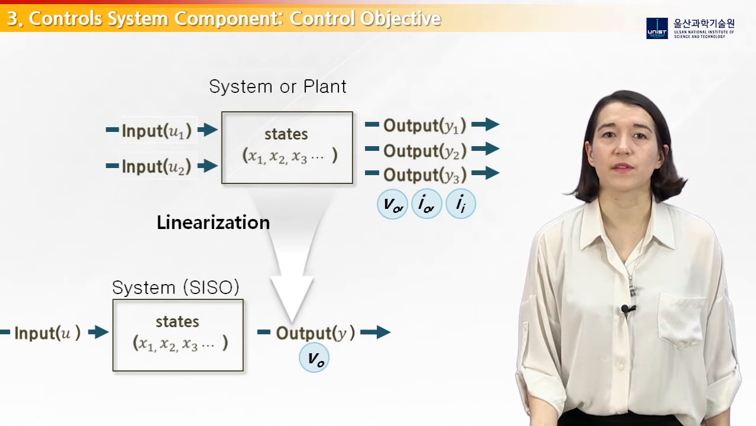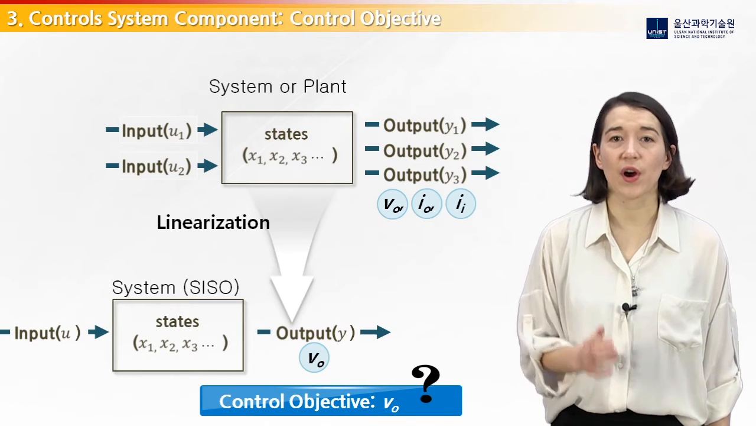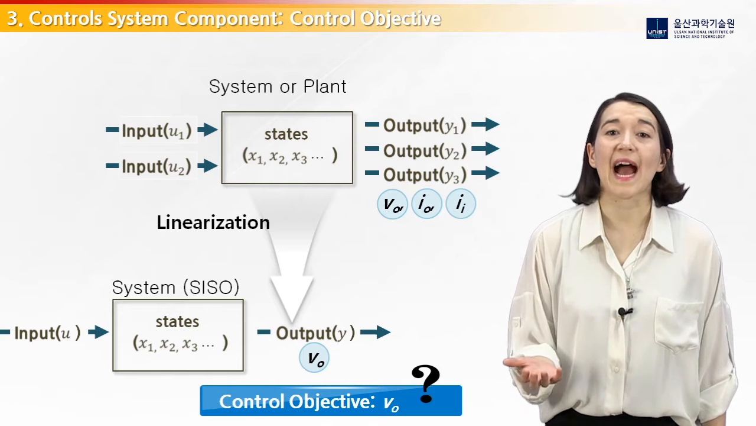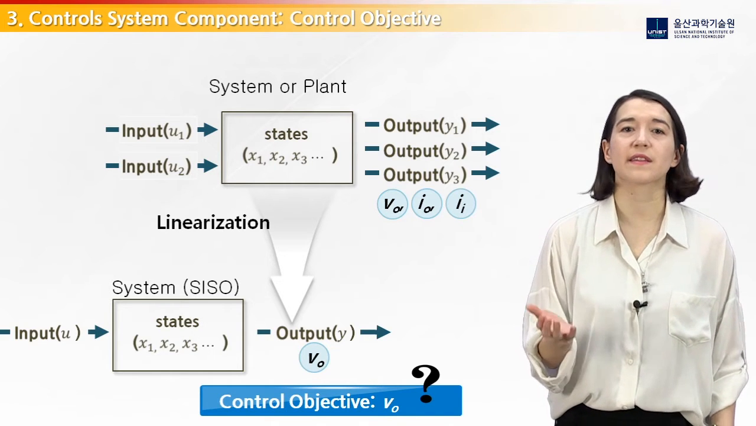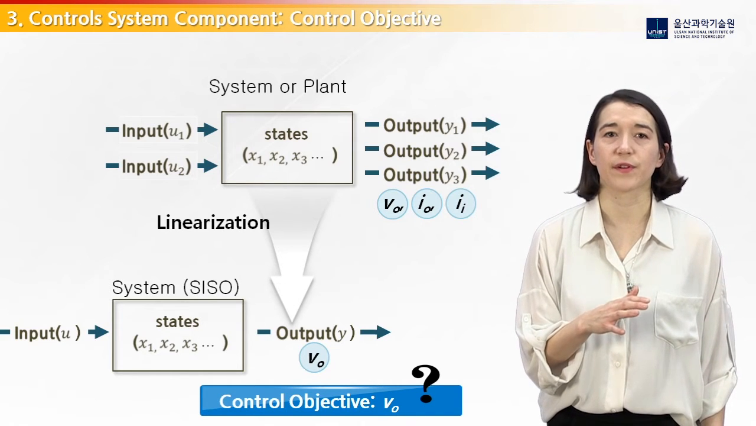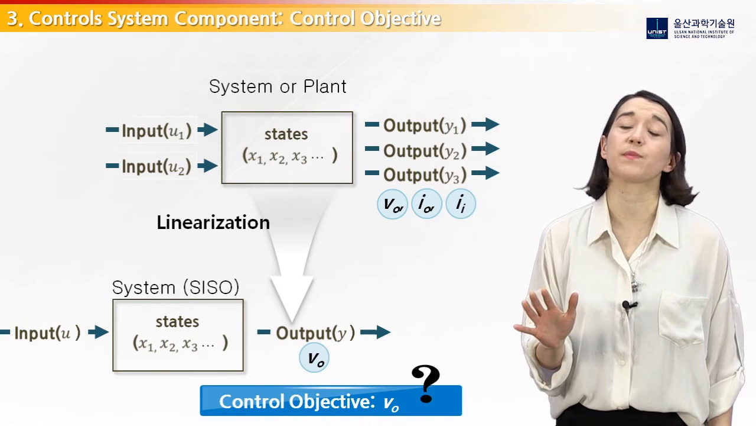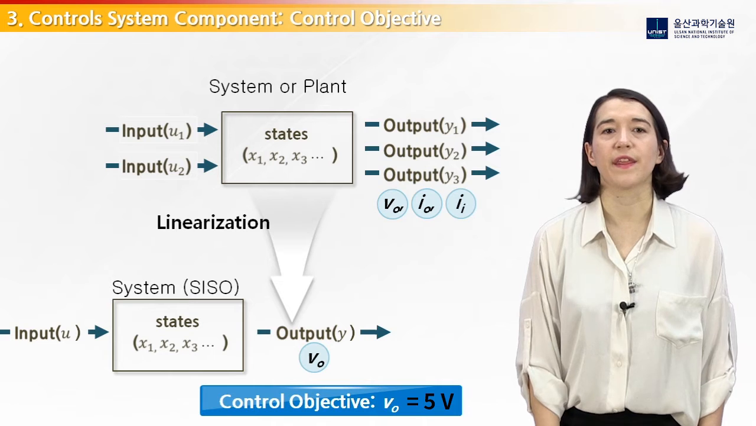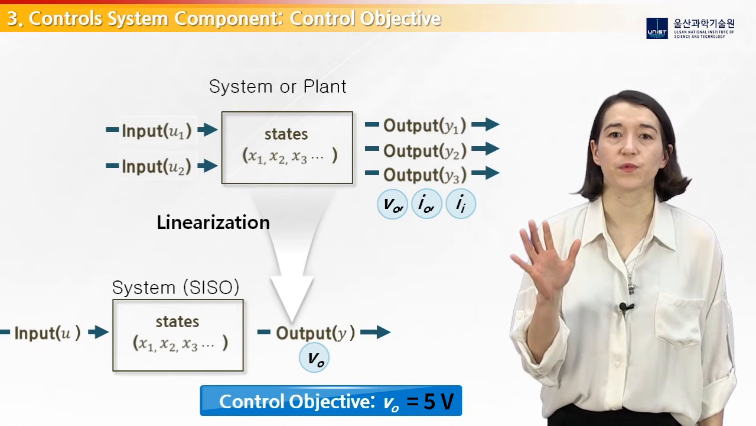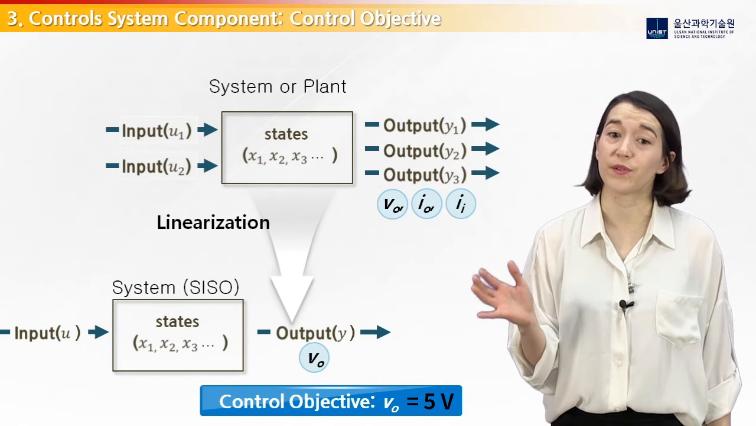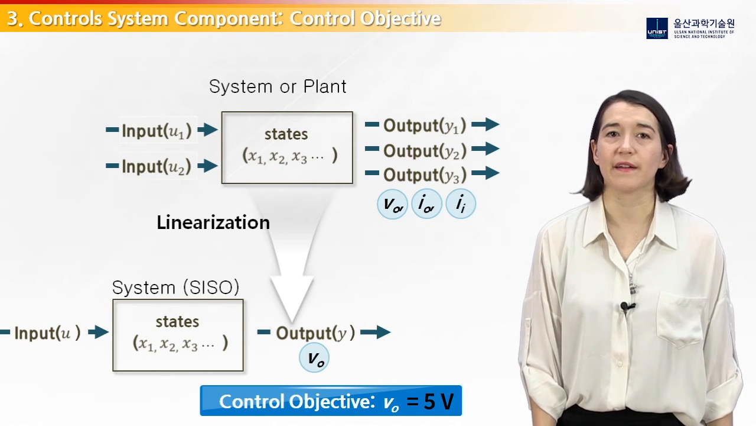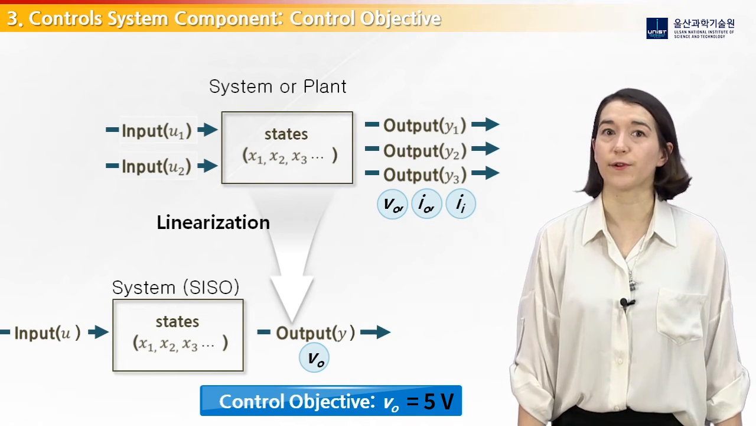The next step is to determine the target value for this output. This is the actual control objective. Let's say that we are making a DC-DC converter that will power a 5-volt USB device, like a mobile phone. We want the output voltage to be 5 volts, regardless of how much power the phone is using. In this situation, our control objective is to maintain the output voltage at 5 volts.